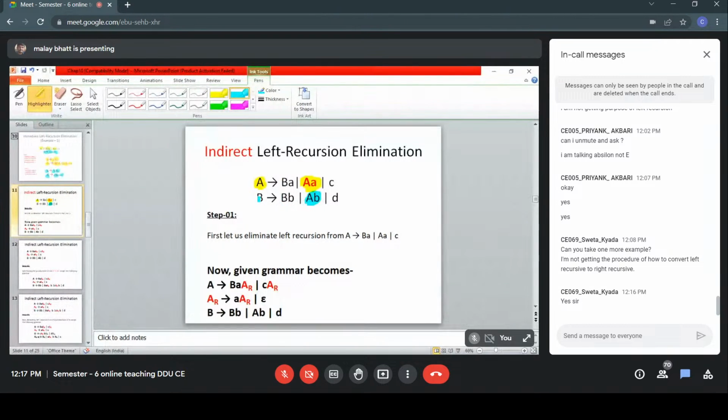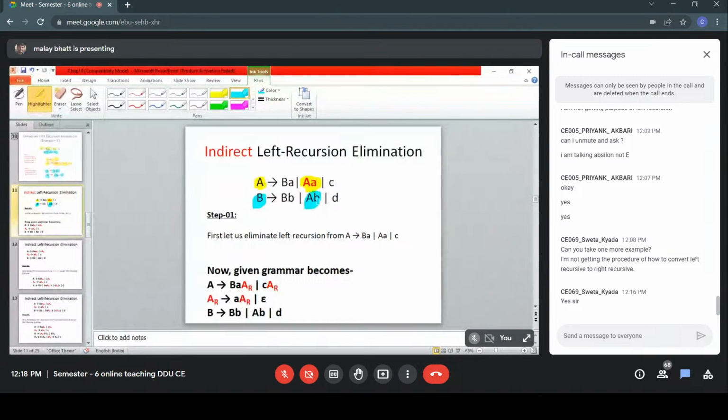If I replace non-terminal B in the first rule, I will get capital AB, right? So you can see there is an indirect left recursion here. So what is the first step? First, let us eliminate the left recursion from A to BA, AA or C. That is the first thing we'll do, right? Because we have to first focus on the direct left recursion.